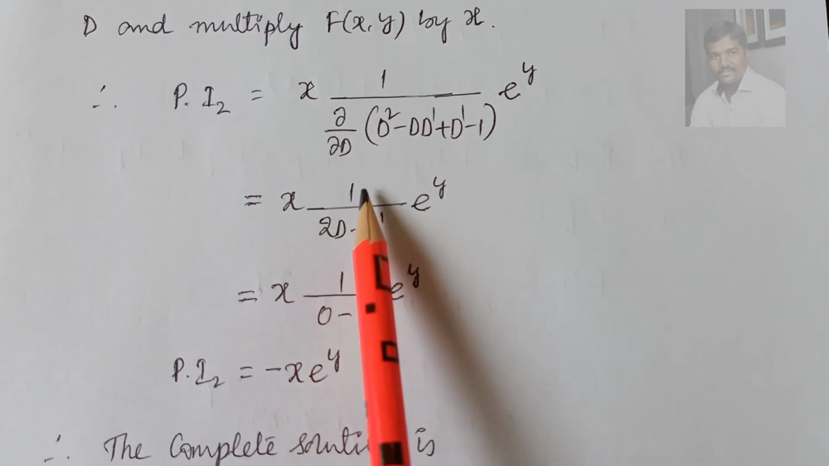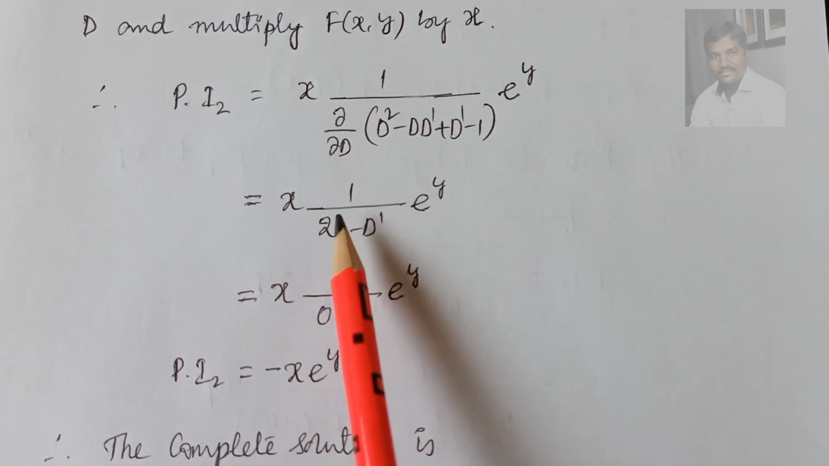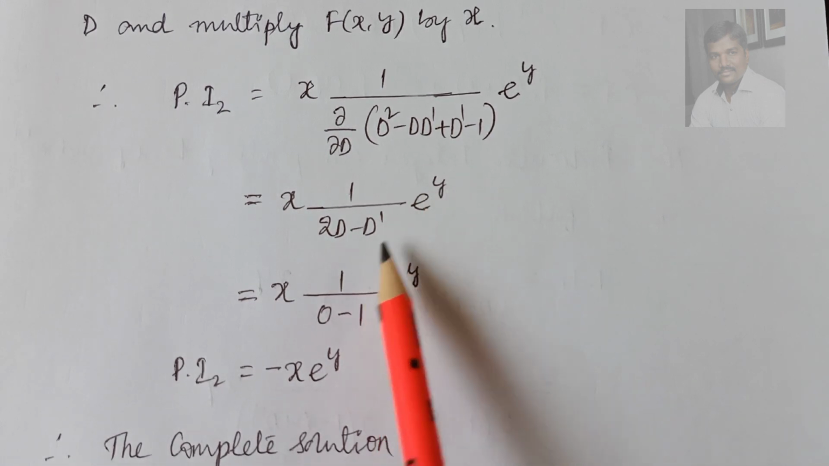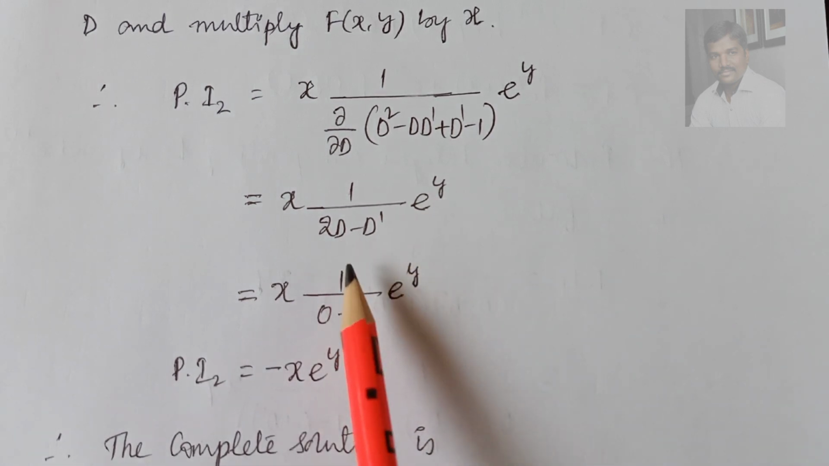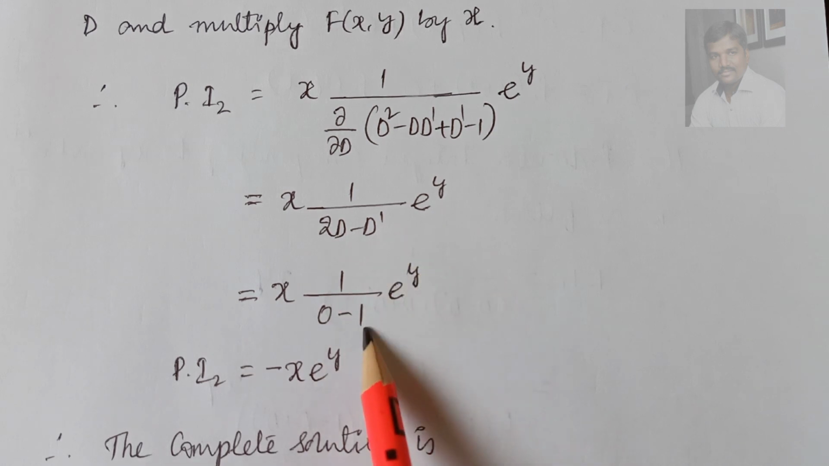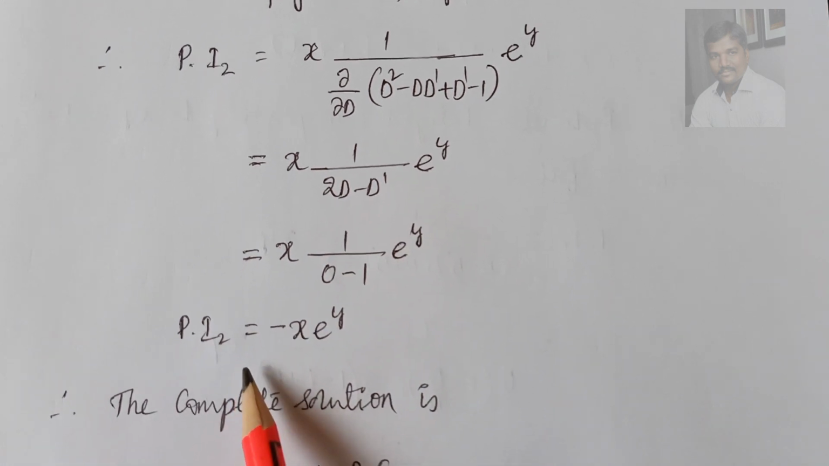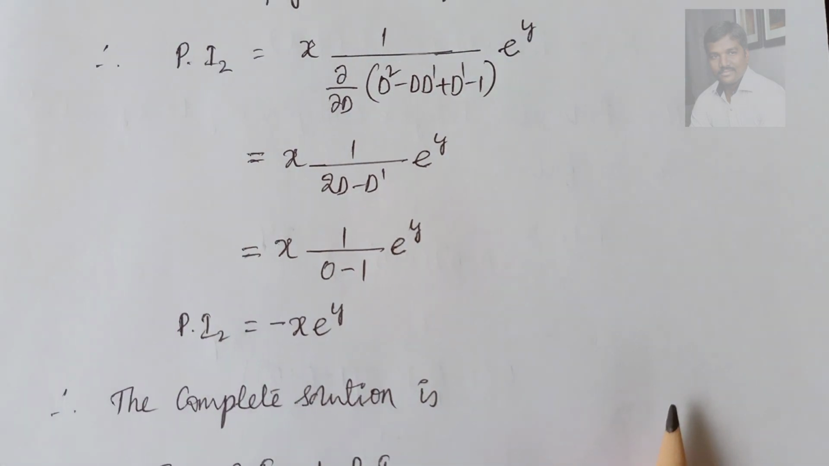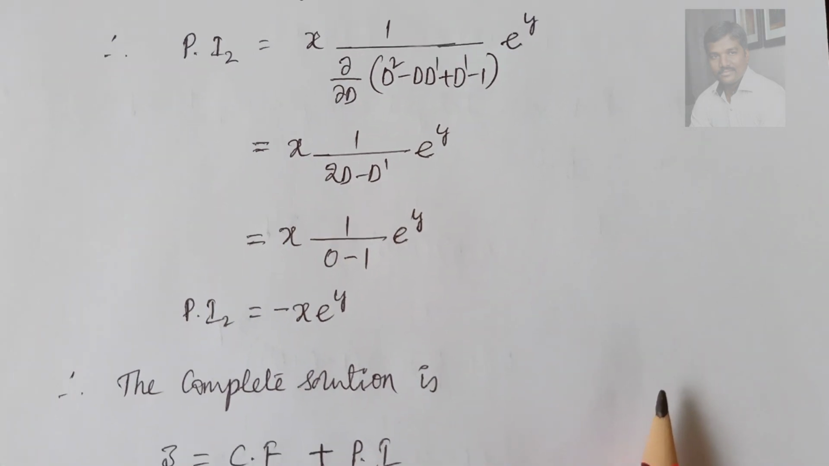Now the derivative of this is 1 by (2D − D′). Now again apply a and b: put 0 in place of D and 1 in place of D′. So finally we are getting particular integral 2 as −x into e^y.